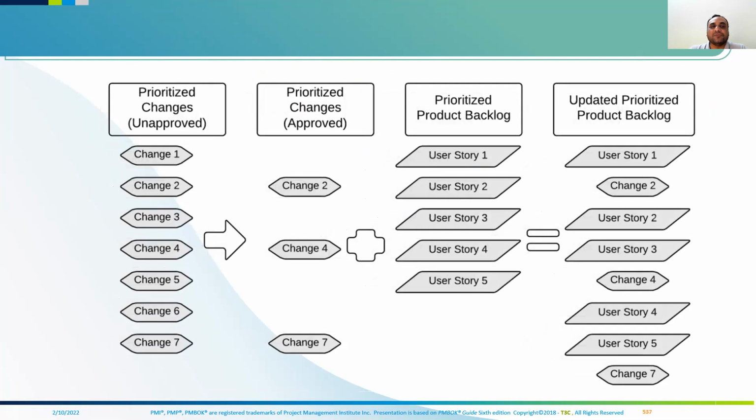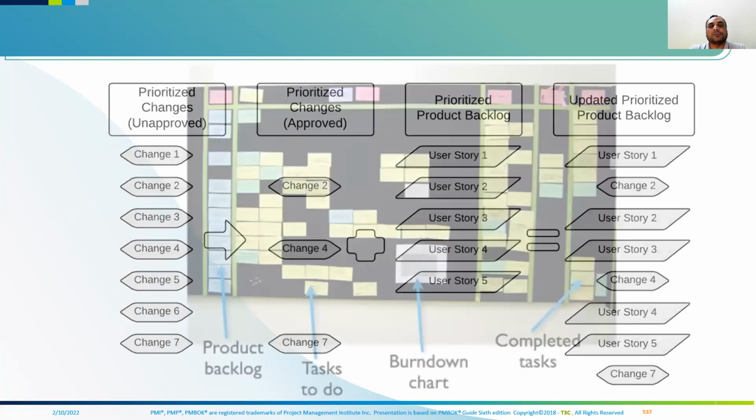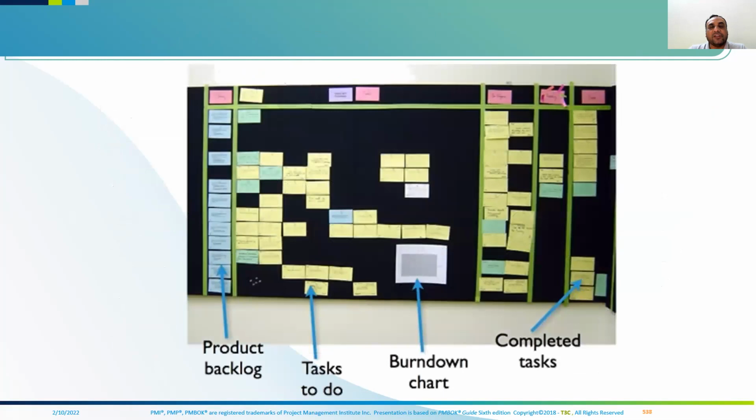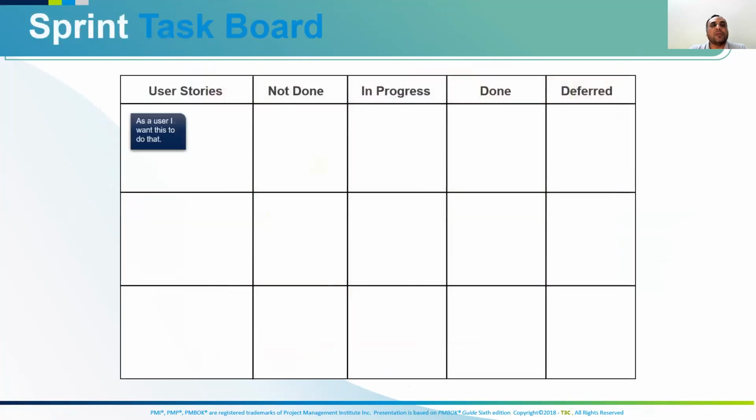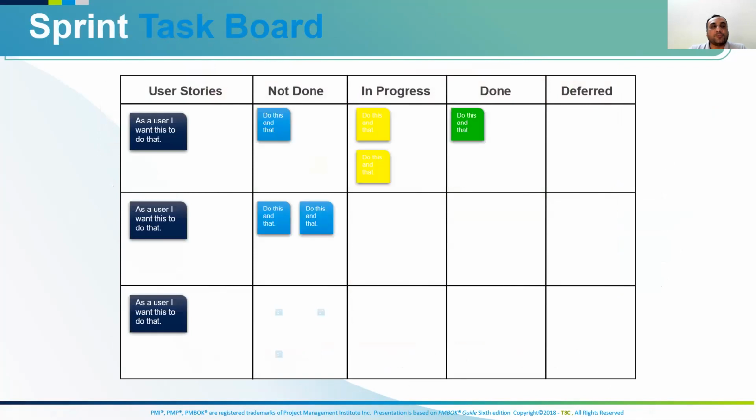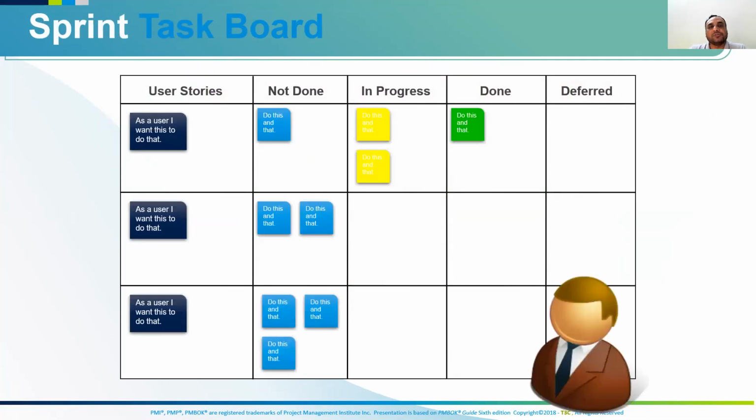Similarly, the changes which will produce the most value will be on the top, and then they will be executed with the user stories. We use information radiators instead of producing comprehensive documentation. You can use Kanban boards to show the progress. These are low-tech, high-touch tools, so people can easily understand them, and the collaboration level will be very high.